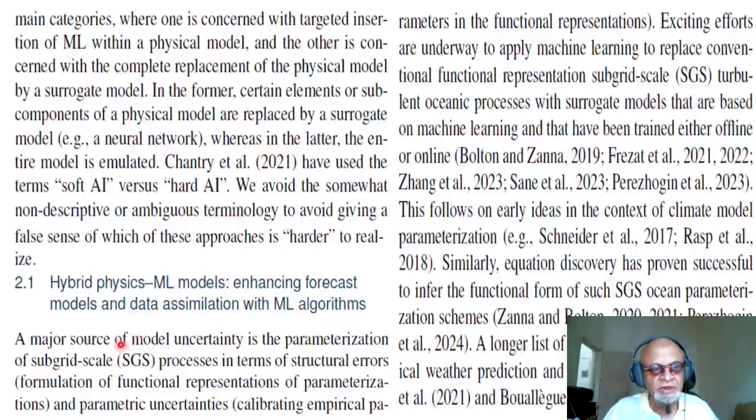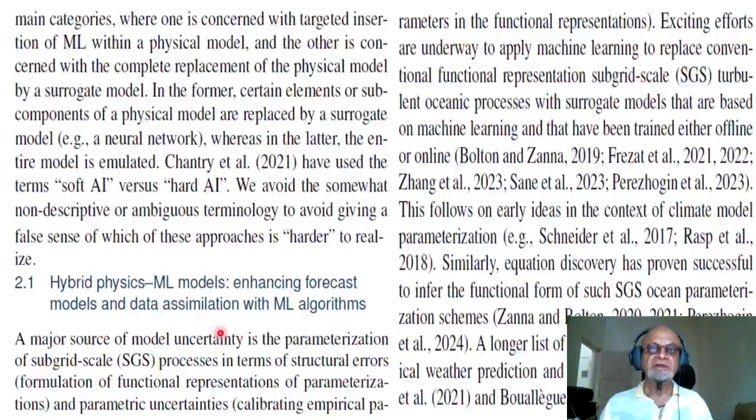Okay, so second one, under state prediction, you have hybrid physics ML models, enhancing forecast models, and data assimilation with ML algorithms. We discussed this already a little bit in the application of AIML in Earth Sciences and other podcasts beforehand. So basically, as we said, when we say hybrid physics and machine learning models, I hope I didn't say mixed layer.